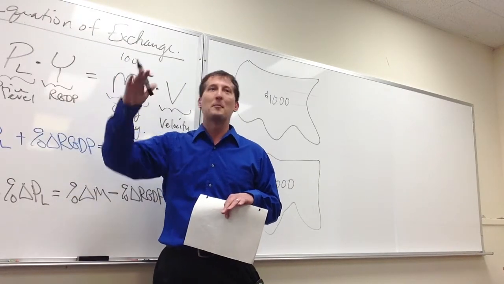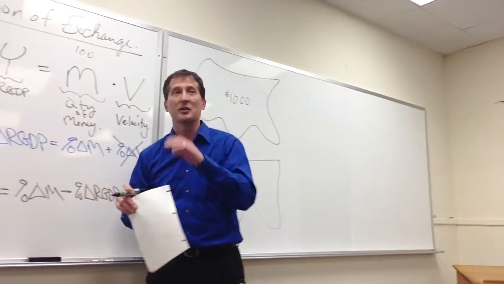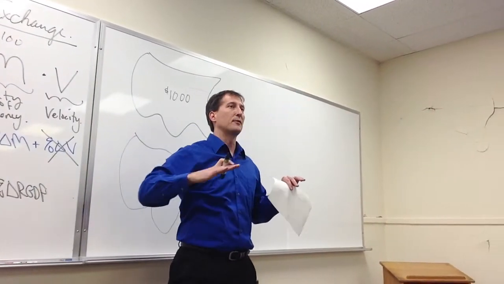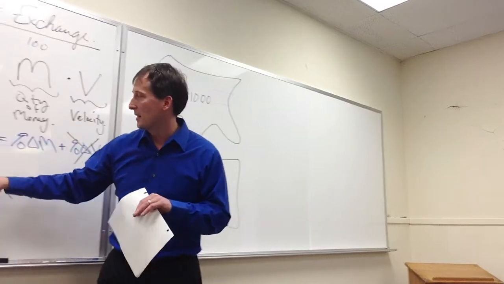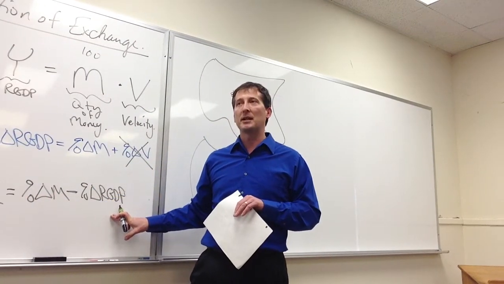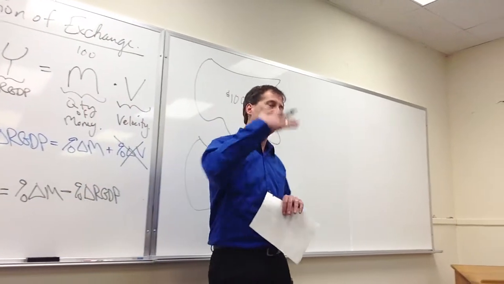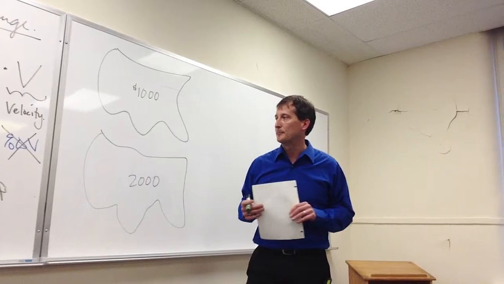So if we were able to match those two things up, there would be no movement in prices. But what we've seen since about the Great Depression has been inflation going up, and that's because money supply growth has exceeded real GDP growth. And that's what's causing there to be persistent inflation over time.